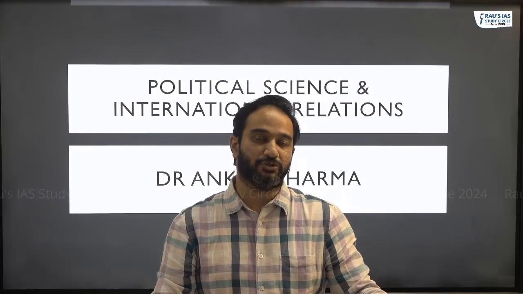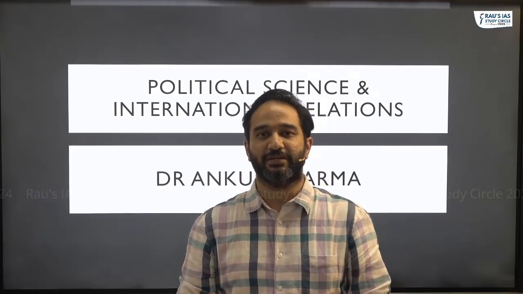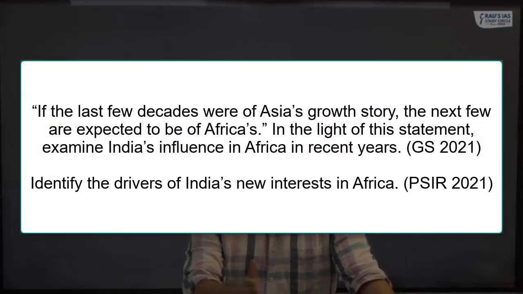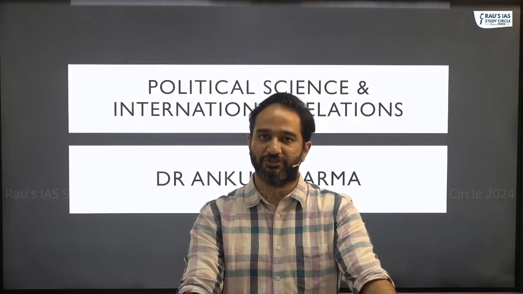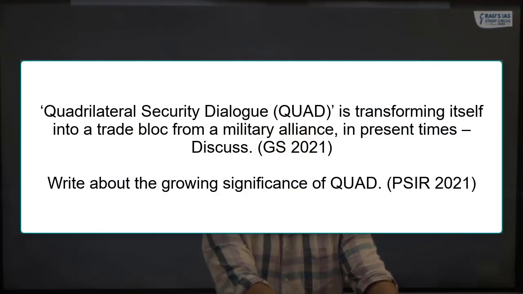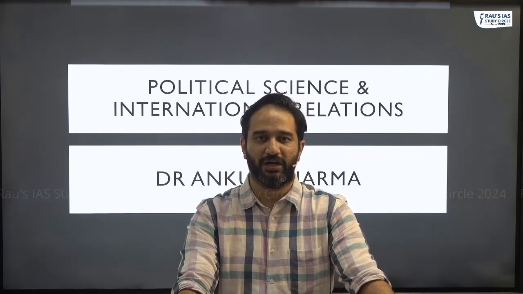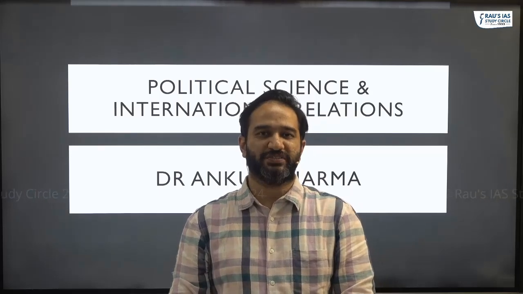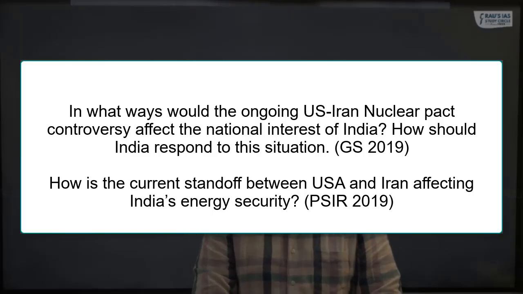There have also been times when the same current affairs topic is asked both in PSIR and in GS in the same year. In 2021, you had a question on the India-Africa relationship asked in GS paper 2 and also in political science paper 2. In the same year, 2021, you had a question on Quad asked in GS paper 2, and also a question on Quad within the political science examination. In 2019 also, the same pattern was repeated, where you had a question on the conflict between USA and Iran in relation to the Joint Comprehensive Plan of Action asked in the GS paper and also in political science paper 2.